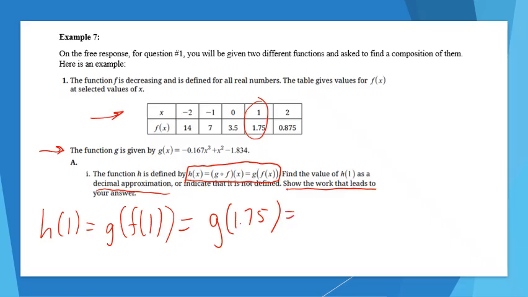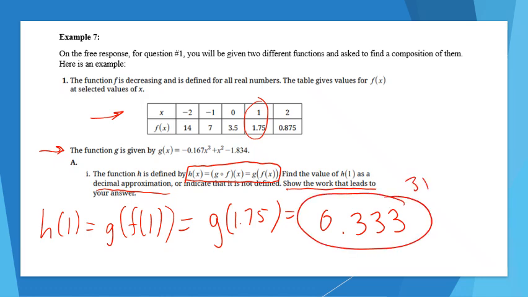Once you have that, then you would just plug this into the equation. So 1.75 cubed times negative 0.167, minus 1.834 plus 1.75 squared. You should get your answer to be 0.333. You can give more decimal places, so it would be 484375 after that, but that is all you need. You need 3 decimal places at least, and this would be enough work.